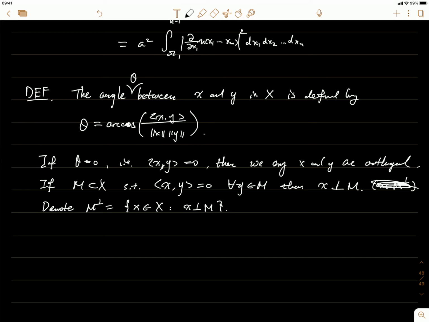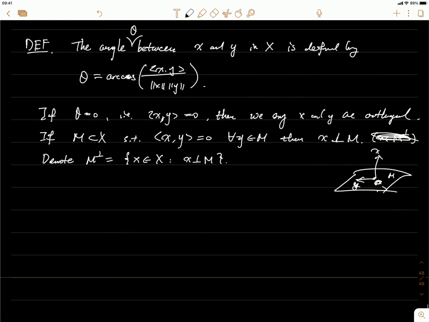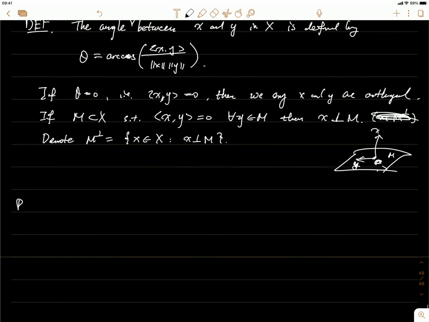So geometrically speaking, if M is a subspace, and this is 0, this will be x. So it's perpendicular to any vector in M. But it's a generalization to the infinite dimensional space. So let's talk about some properties of this.